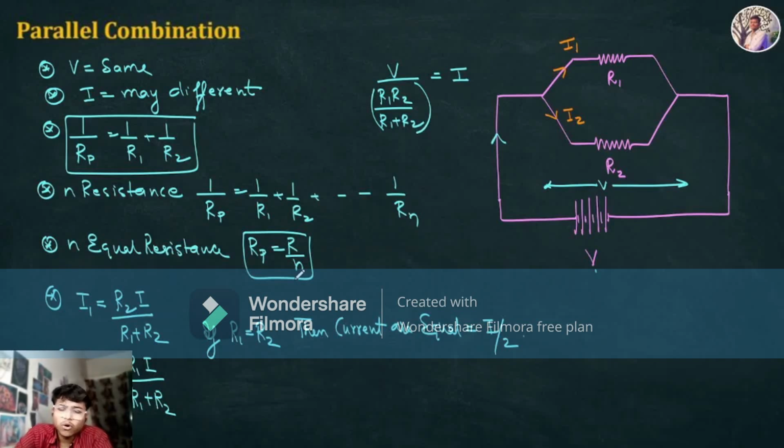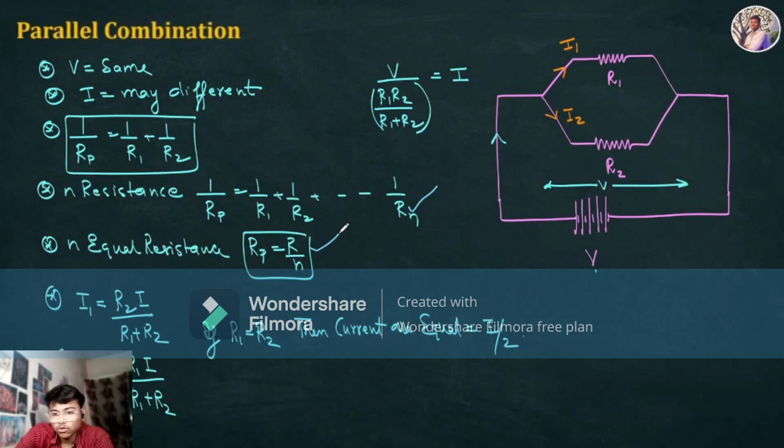And all the things are just opposite in the parallel combination. 1 by R is the sum, and this is if every resistance is equal to R. So n is in the denominator, so it will go up in the answer. It will be equal to R equals R old divided by n, where n is the number of resistors.